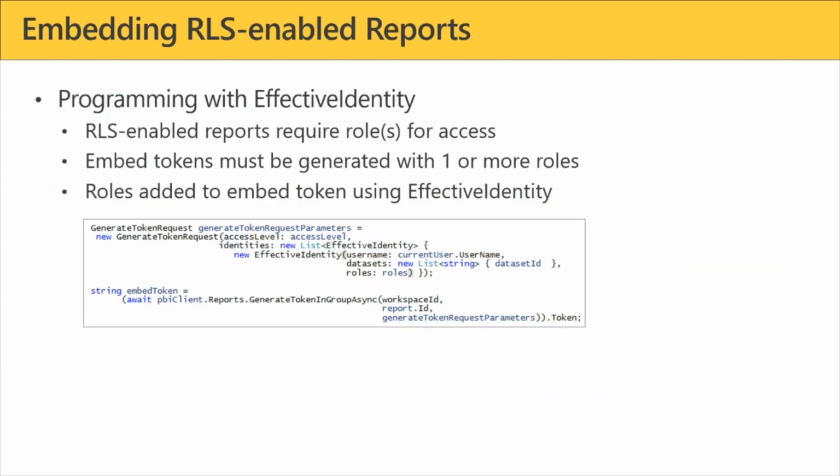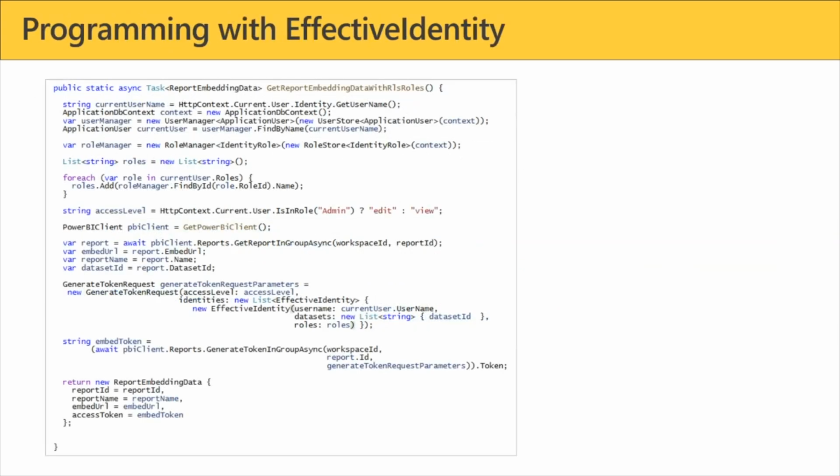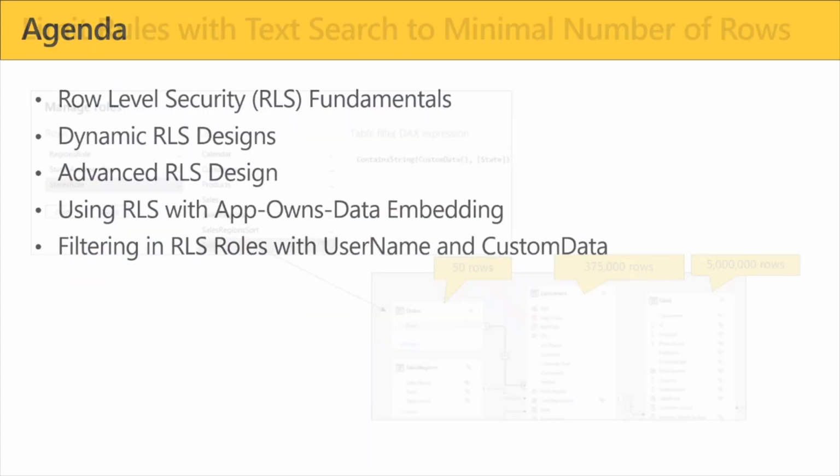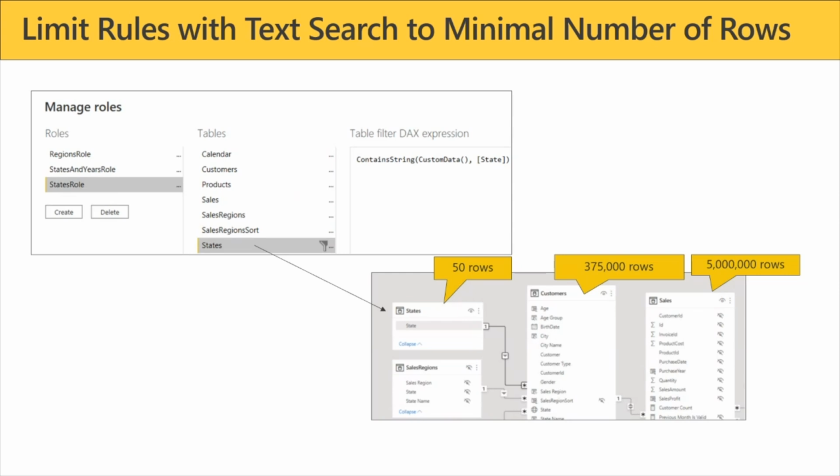Now you can see that here's one way to create an embed token. If I figure out what roles that user is in, I'm simply going to add the roles into the embed token that gets passed back. The embed token will tell Power BI what the roles are, and those roles will be used to decide what data to bring back for that user. Now, the last thing we're going to look at here is one more example.